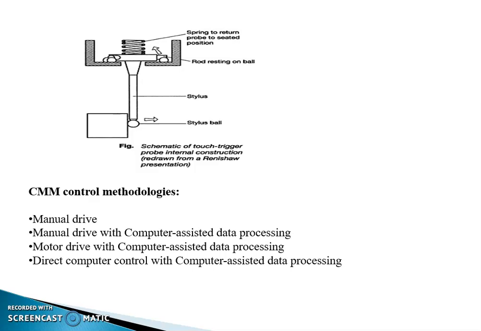Next, manual drive with computer assisted data processing. Similar in operation context to the manual drive, but with additional data processing and computational capabilities for performing the calculation required to evaluate a given part feature. Types of data processing include dimensional conversions and geometric calculations. And next one is motor drive with computer assisted data processing.